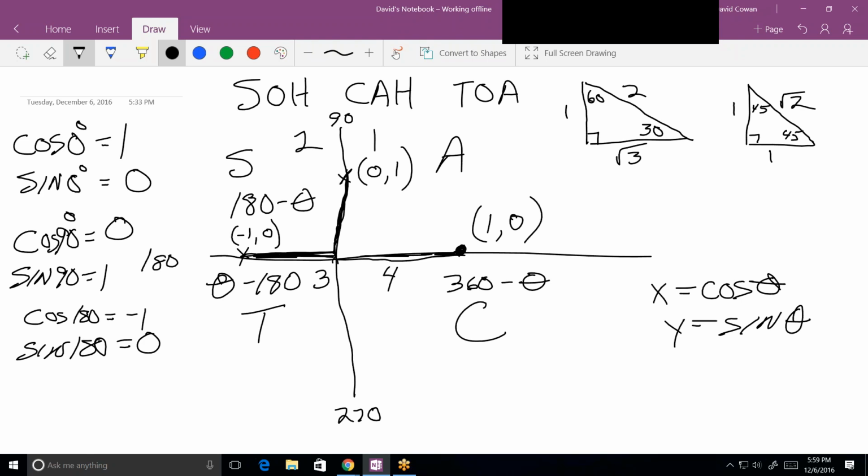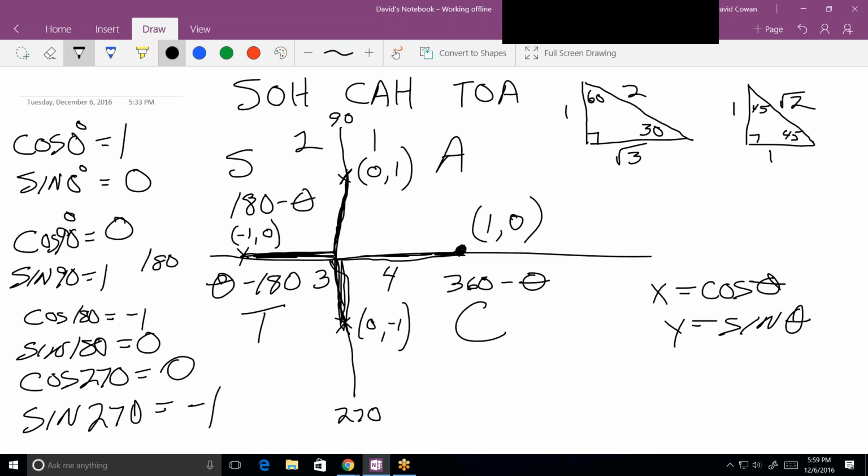Finally, we'll take the 270, the last one. Coordinates of the point at the end of the ray? 0, -1. What's the cosine of 270? 0. And the sine of 270? -1.